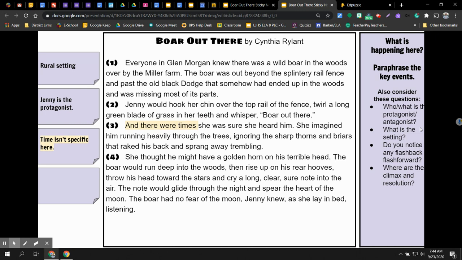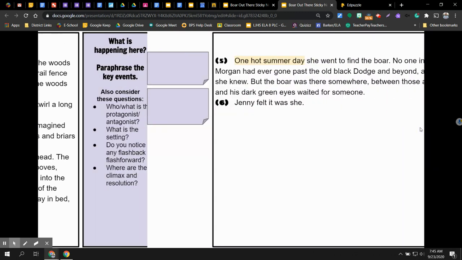I asked you to focus on time, and time isn't specific here. Right? It doesn't really tell us if it's set in the past or if it's set in the future. We don't quite know yet. And lastly, what she's doing is she's simply imagining what this boar that lives in the woods must be like, and she's kind of letting her imagination get the best of her, right? So if you were doing this, your responses in the purple stickies would look something like that, and I'm sure that's what you all put down in your responses here in Edpuzzle. Let's move on to the next page.